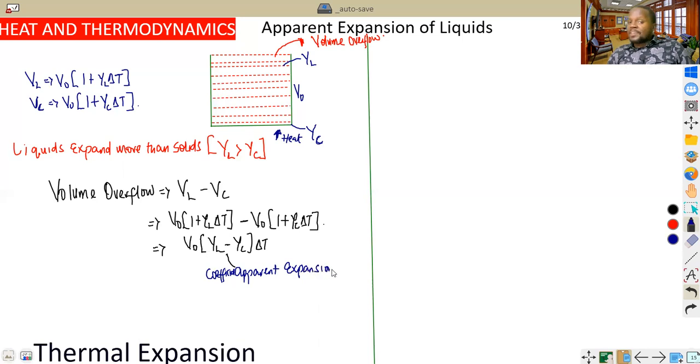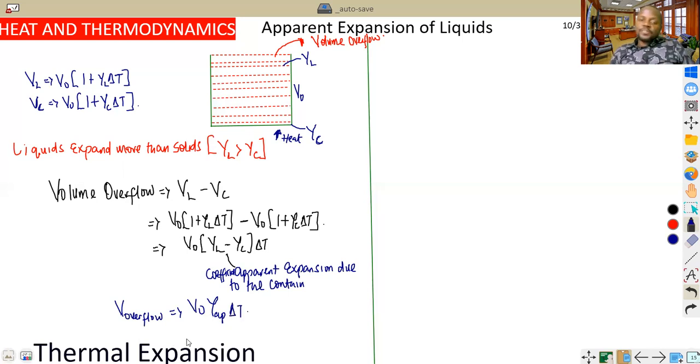Coefficient of apparent expansion due to the container. So now the volume overflow, we define gamma L minus gamma C as that. So the volume overflow, I'm just using a mathematical illustration, will now be equal to V naught, gamma L minus gamma C, which is now written as the apparent cubic expansion, that is the coefficient of apparent expansion, times delta T.